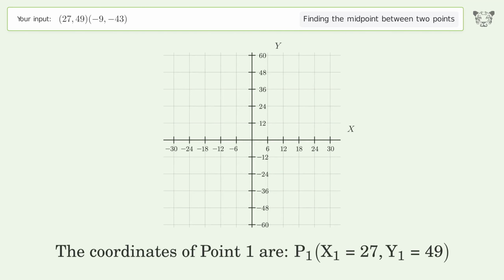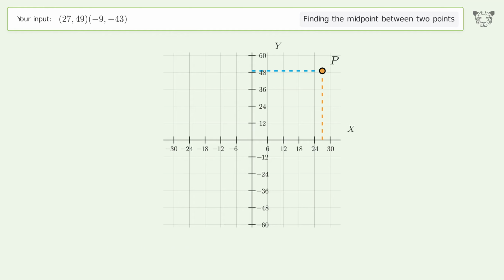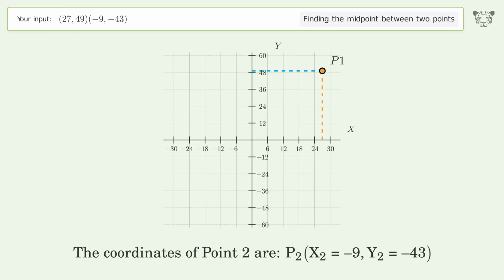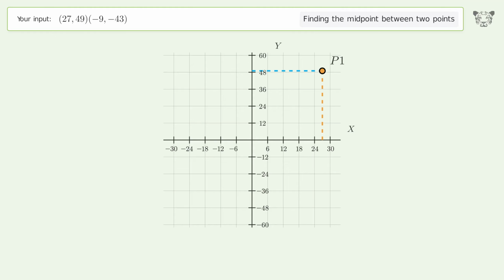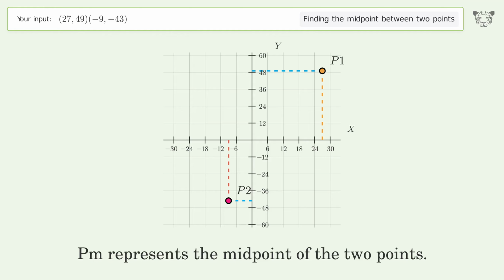The coordinates of point 1 are x1 equals 27, y1 equals 49. The coordinates of point 2 are x2 equals -9, y2 equals -43. PM represents the midpoint of the 2 points.